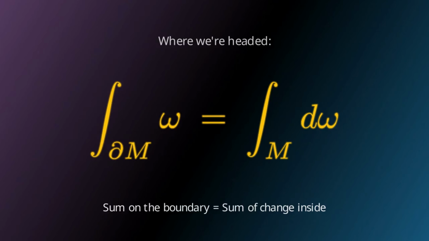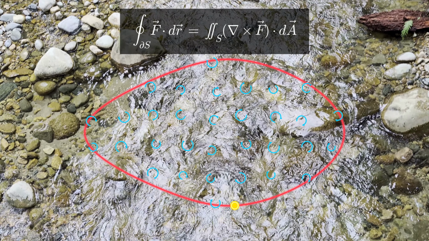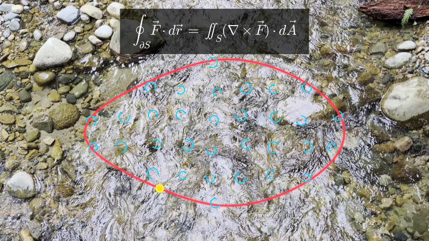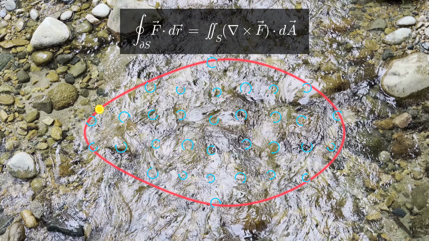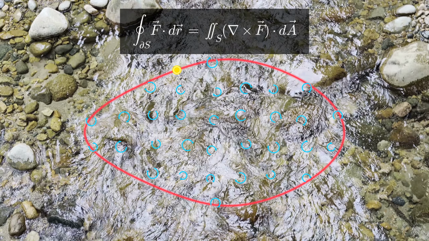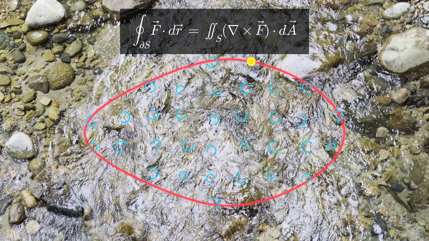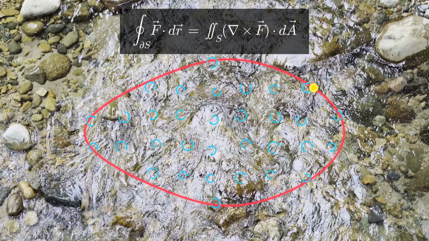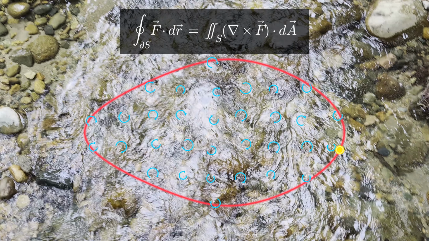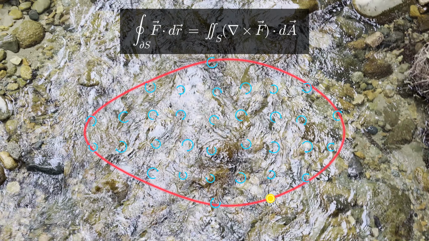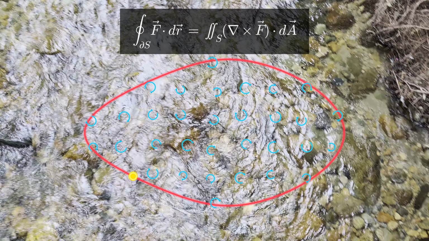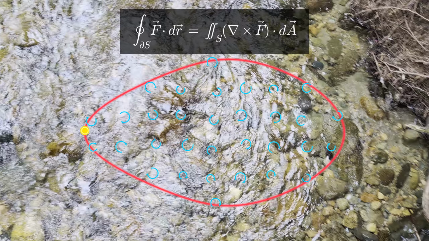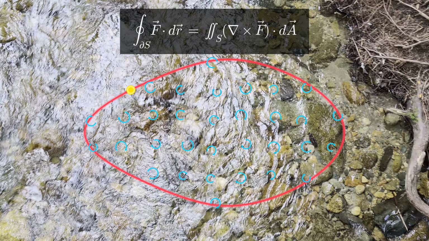Let's start with something you can see. All the tiny swirls inside this floating water, they equal a single circulation along the boundary. You cannot track every little eddy inside, but look at the edge just once. The total is right there. This is not a coincidence, it is a theorem.